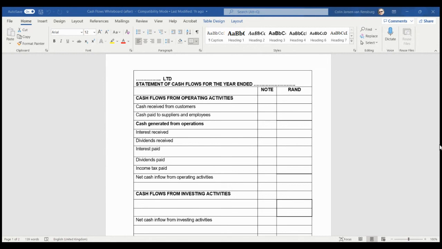So if that expense or income that does not relate to operations isn't in the profit before tax, then we cannot go and eliminate it, right? We can only eliminate income and expense items that do not relate to operations that are included in our profit before tax.